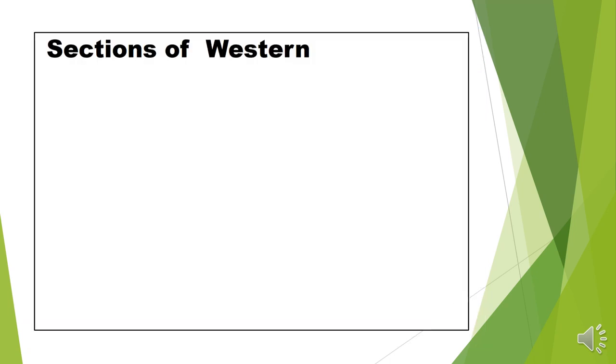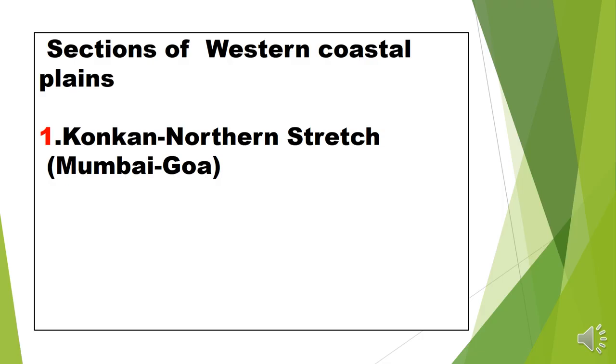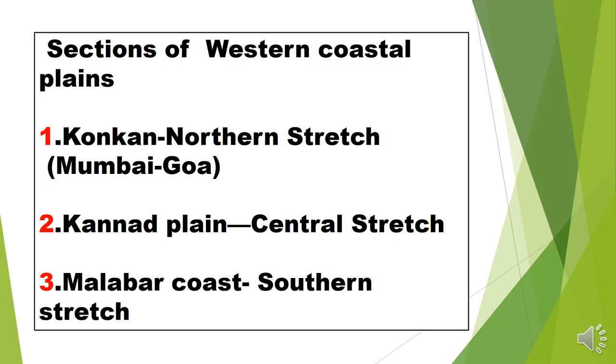The western coastal plain is divided into three sections. The Mumbai to Goa area is called Konkan, the northern stretch of the western coastal plain. The middle part, the Karnataka part, is called the Kannad plain, because Kannada is the language of Karnataka, and it is the central stretch. The Malabar coast lies in the southern part. So the western coastal plain is divided into three sections: Konkan, Kannada and Malabar.